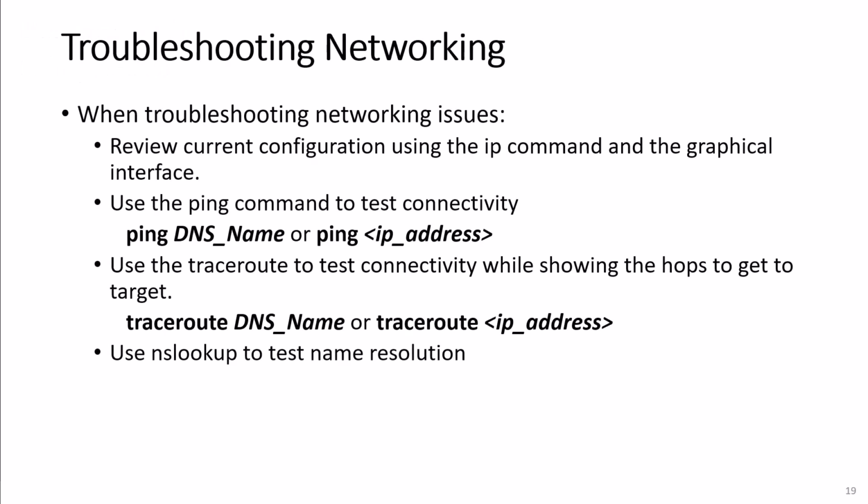When troubleshooting networking issues, you can review the current configuration, use the ip command and the graphical interface. You can use the ping command to test connectivity. Ping DNS name or ping IP address. Use traceroute to test connectivity while showing the hops to get to the target. Traceroute DNS name or traceroute IP address. Different from Windows, you must spell out traceroute. Use nslookup to test name resolution.